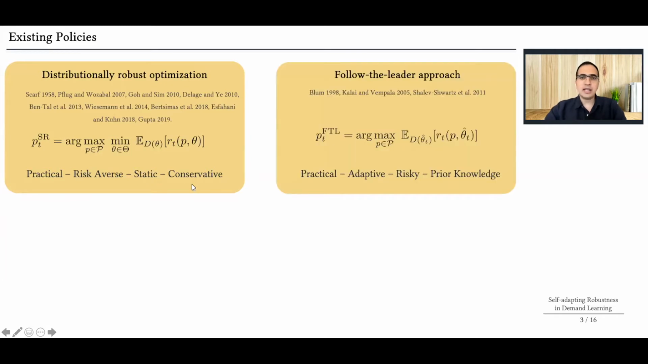On the other hand, we can look at the follow the leader approach, which constructs an estimator of the true demand model from the data that is revealed, and it maximizes the expected revenue with respect to the estimator theta hat t. This policy is practical, it adapts to data, but it can be risky when the volume of data is low, and it requires prior knowledge about theta hat t when t equals 1. At the initial stage, there is no data, and this prior knowledge is needed for the follow the leader approach.